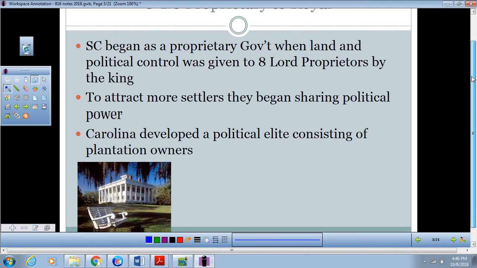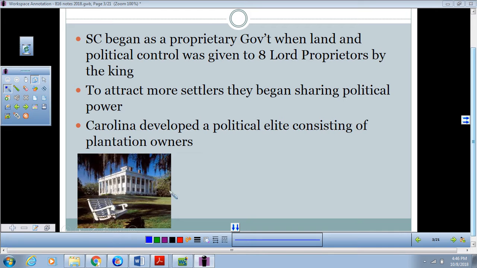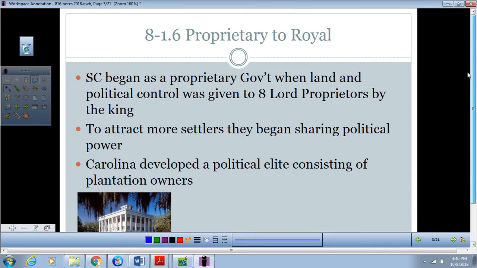So, we talked about early Carolina. There's a beautiful plantation house whose owners would probably have gotten their land. How would they have gotten this plantation house? Yes, through the Headright method. The Headright method led to large plantations. So, this is about the shift of Carolina colony from proprietary to royal.